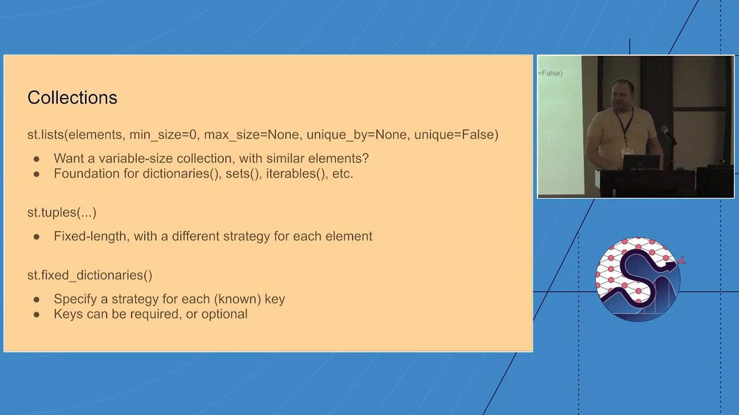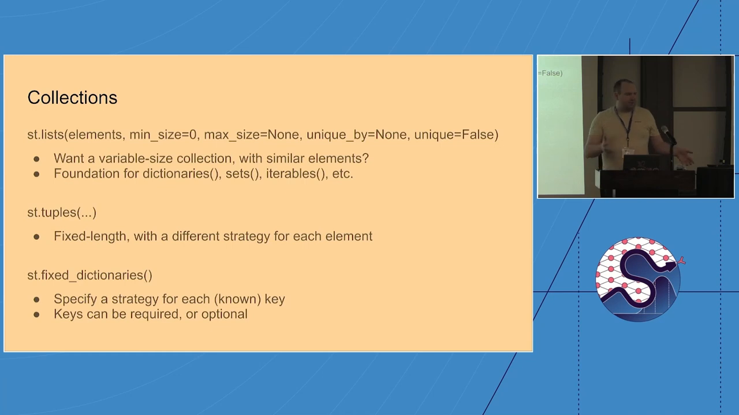There are also collections. The simple one is lists. You can say what you want it to be lists of. You can put a minimum and maximum length on the list. And you can also say that it should be unique, or unique by some particular function. For example, you might want a list of numbers which is unique by absolute value, or a list of strings which is unique by the lowercase version. You can also use things built on top of this, like the dictionaries or sets or iterables strategies.